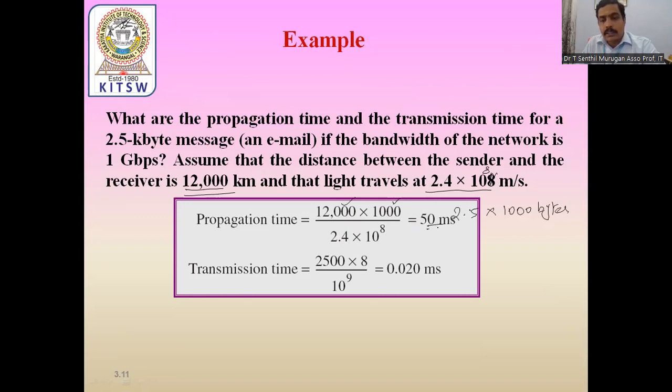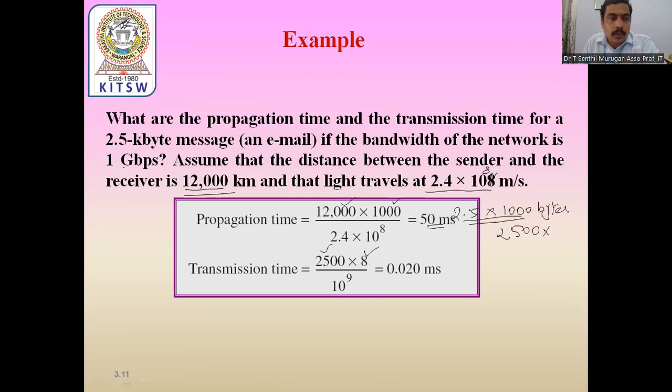Propagation time we have calculated already, we know that. So now what we are doing is 2500. Why? Because 2.5 into 1000 means bytes, we converted into bytes. So 2500 bytes. Each byte has 8 bits. So we converted bytes into bits, then divided by 10 power 9.